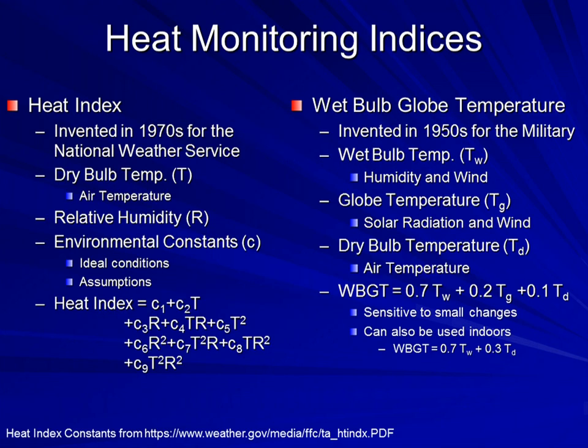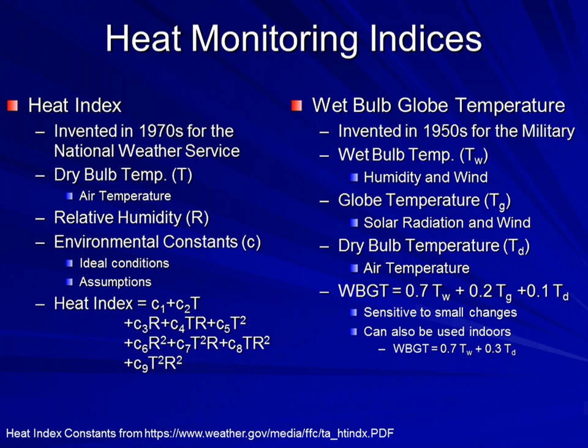Let's look at the two indices. This slide shows the mathematical formulas for both. As you can see, the heat index is a very complicated calculation with several environmental constants. These constants are based on ideal conditions and assumptions made, such as the average height and weight of a person, amount of clothing worn, core temperature, sweat evaporation rate, etc.